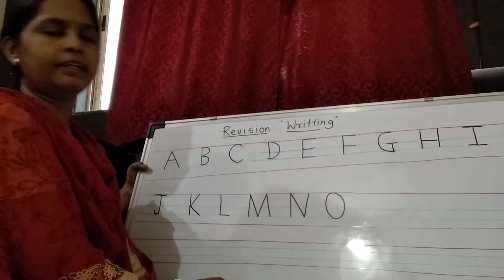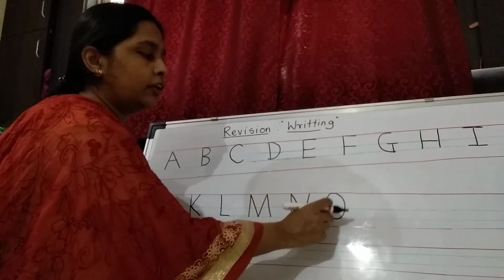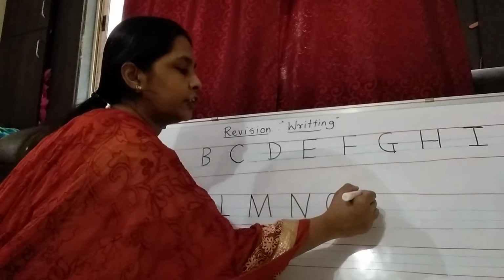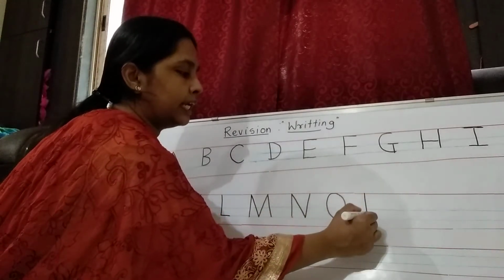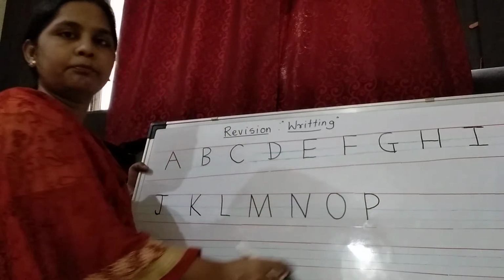Yes, you can write down also. Okay? On next line you can write down. So next is, after O, next is? A, B, C. P. Very good, Chinmayi. Red to blue standing line, and one half circle. P.